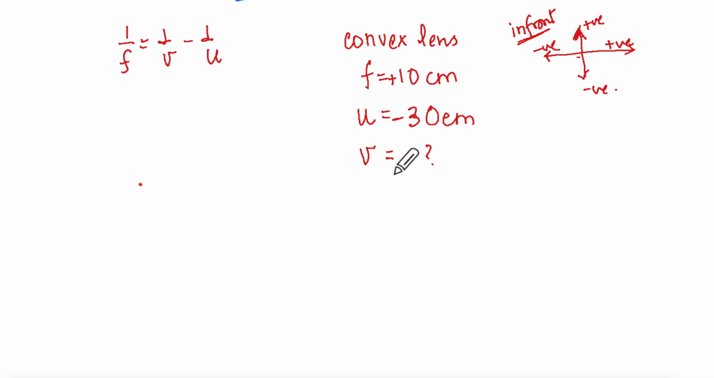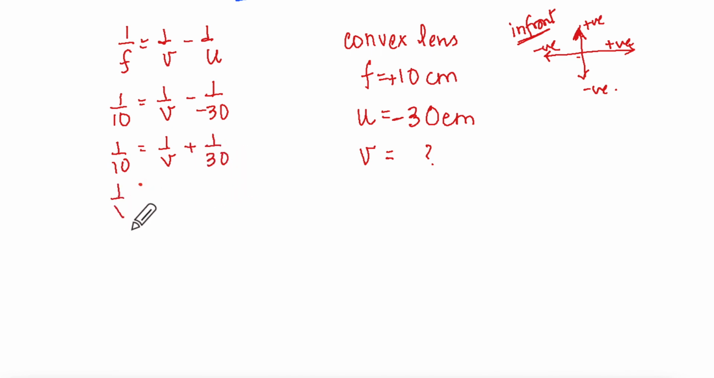Now we have to find out what is the image distance. So let us substitute in this. 1 upon 10 is equal to 1 upon v minus 1 upon u. U is minus 30. So that gives us 1 upon 10 equal to 1 upon v plus 1 upon 30. So 1 upon v will be equal to, take this that side. So it becomes 1 upon 10 minus 1 upon 30. LCM is giving you 30. 10 3 is 30.